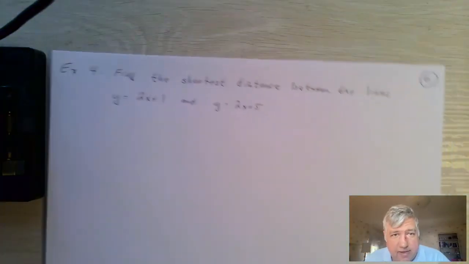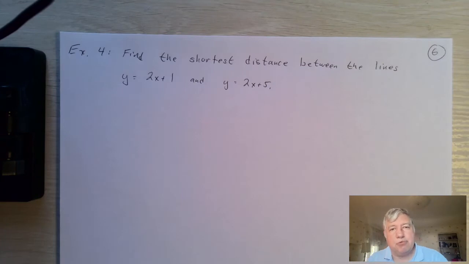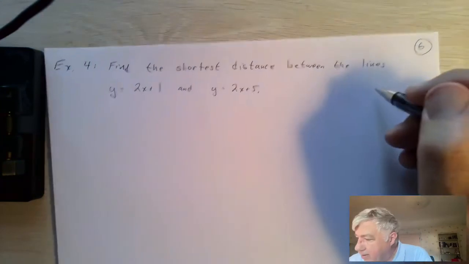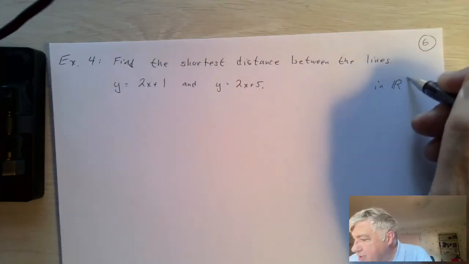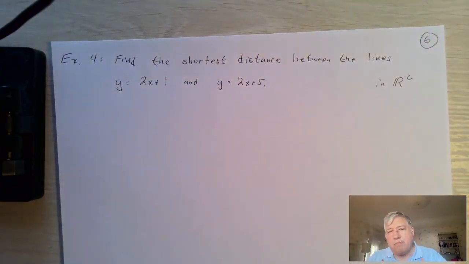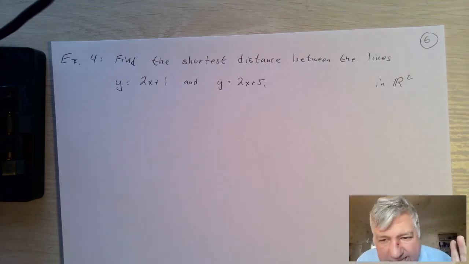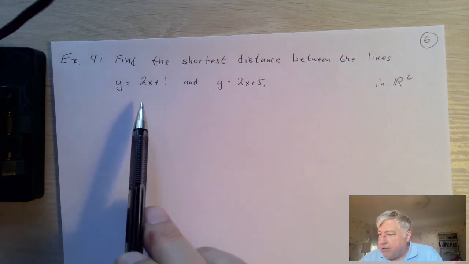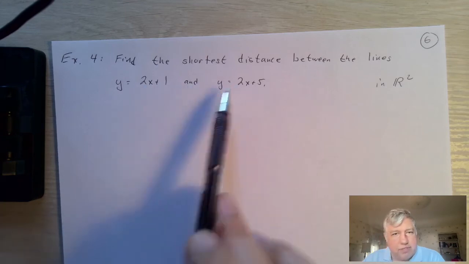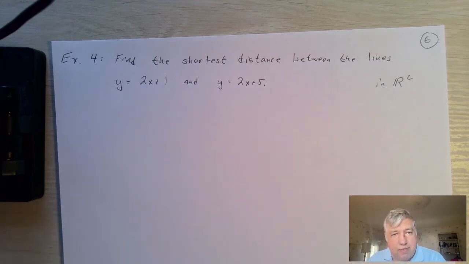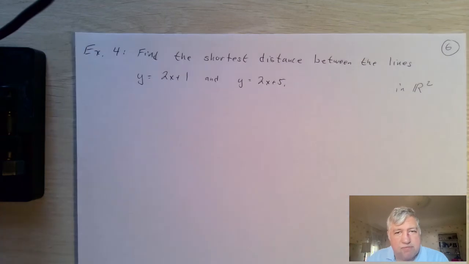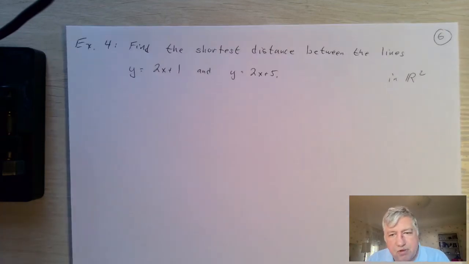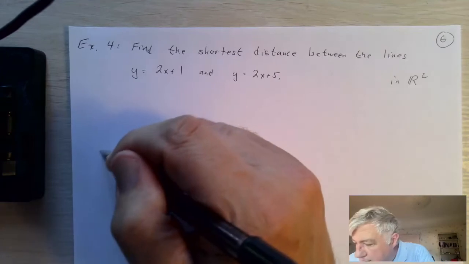Going back to finding the shortest distance between two lines, again we're working in this first case in R2. It doesn't make any sense to talk about the shortest distance between the lines unless they're parallel in R2. If they intersect, then of course the shortest distance is 0. And these two lines, we know they are parallel because they have the same slope. You might think, well, 5 minus 1 is 4, so the distance is always 4, but it's not quite true.